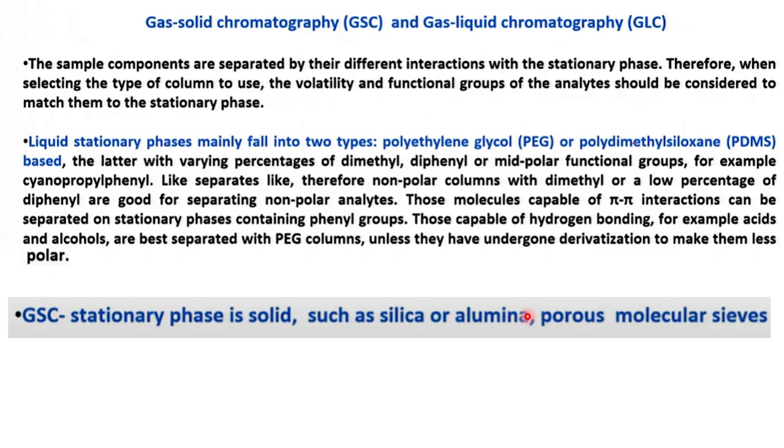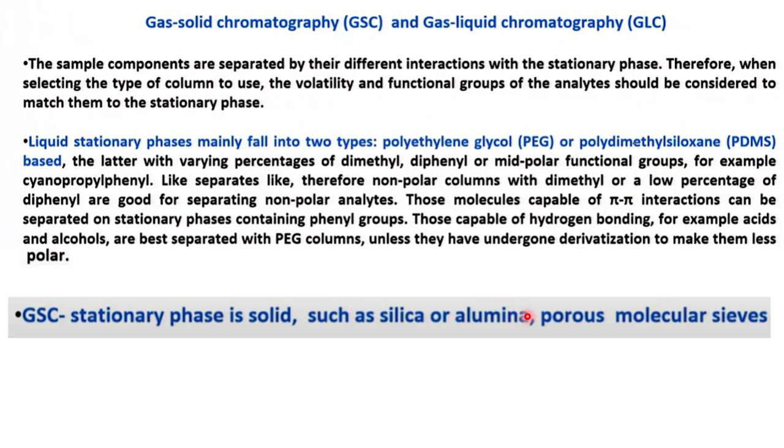The liquid stationary phases mainly fall into two types, that is polyethylene glycol or PDMS, polydimethyl siloxane based. The latter has varying percentages of dimethyl and diphenyl, so by that you are actually tuning the polarity of the stationary phase. For example, cyanopropyl phenyl is a mid-polar type stationary phase. Based on that, polar analytes will interact much more with polar phases, and non-polars will be much more compatible with the non-polar type.